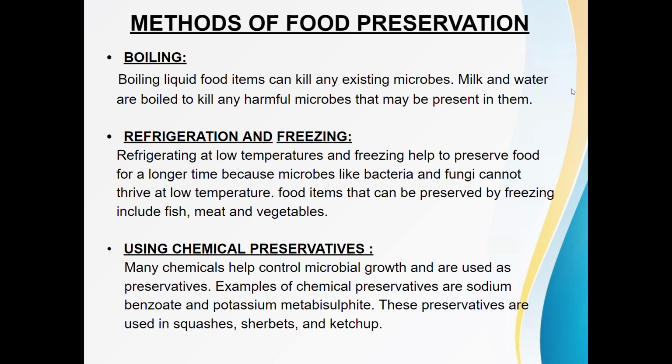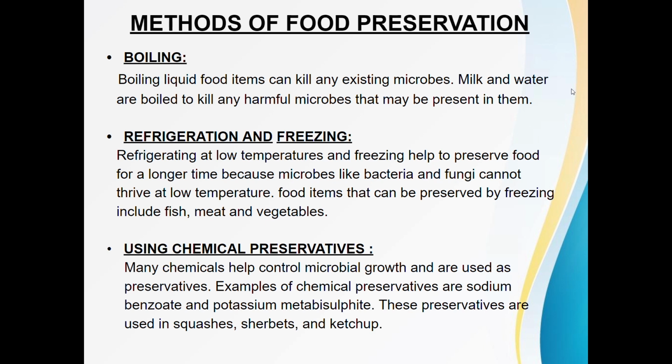Boiling. Boiling liquid food items can kill any existing microbes. Milk and water are boiled to kill any harmful microbes that may be present in them. Refrigeration and freezing. Refrigerating at low temperature and freezing help to preserve food for a longer time because microbes like bacteria and fungi cannot thrive at low temperature. Food items that can be preserved by freezing include fish, meat and vegetables.